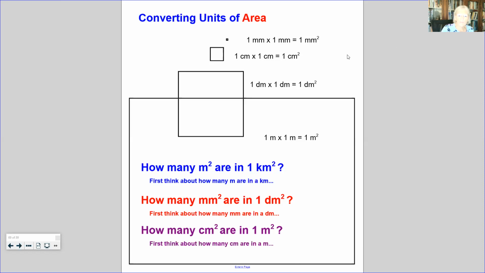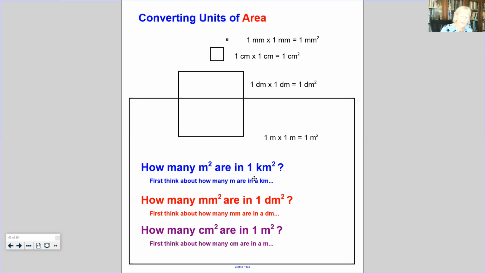All right. So I went over this in class. To be able to tell me how many square meters are in a square kilometer, first I think one dimension. I know there are 1,000 meters in a kilometer. So then I square it. There would be 1,000 squared meters in a square kilometer. So the answer here is 1 times 10 to the 6.